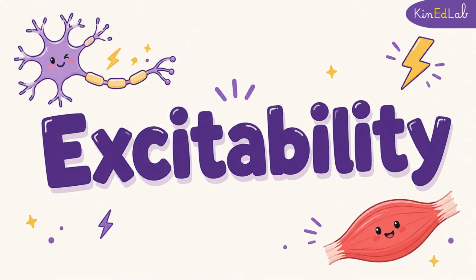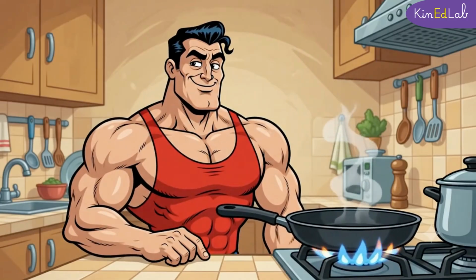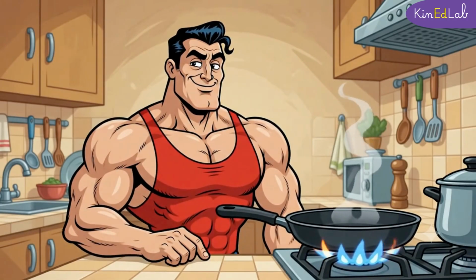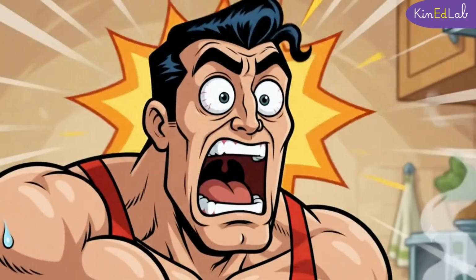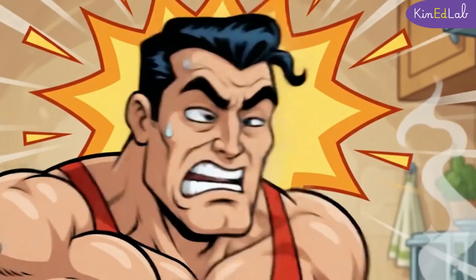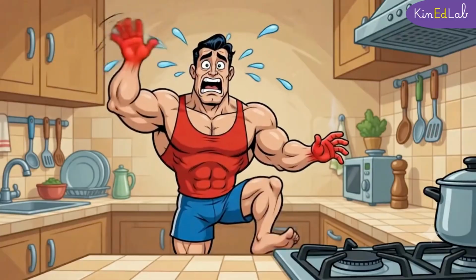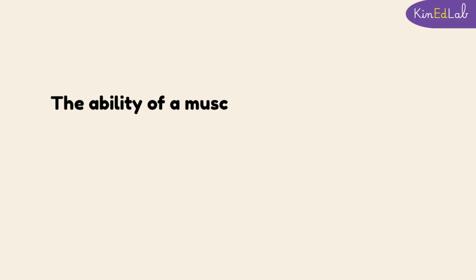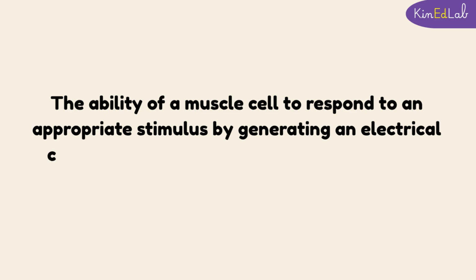Let's start with excitability, basically, the ability to respond. Imagine this: you place your hand on a hot pan. Almost instantly, you pull your hand away. You don't stop to think. The movement happens almost automatically. But how does your muscle know that it needs to act? This begins with excitability. Excitability is the ability of a muscle cell to respond to an appropriate stimulus by generating an electrical change in its membrane.